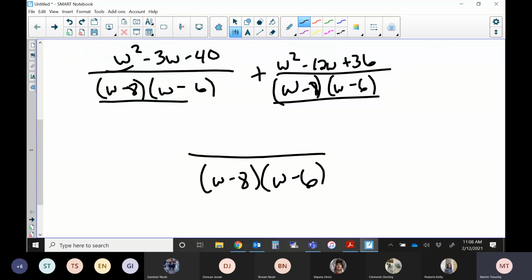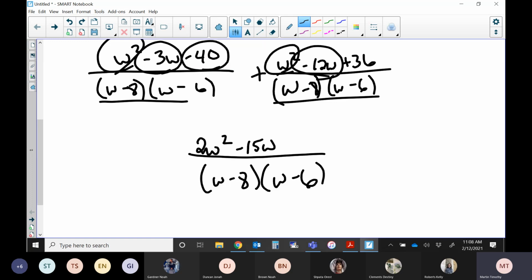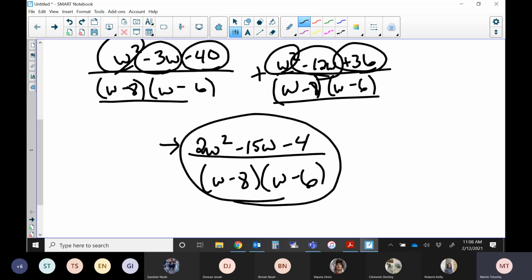Now I can combine things. w squared and another w squared is 2w squared. Negative 3w minus 12w is negative 15w. And negative 40 plus 36 is negative 4. I would technically try to factor this top. However, when I do, it's not factorable. So this would be my final answer.